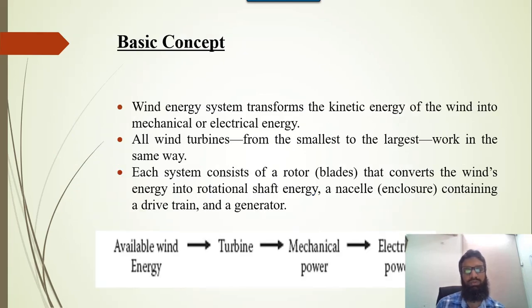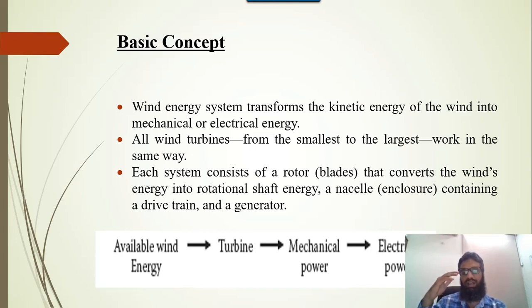The basic concept of the wind turbine is that wind energy is basically kinetic energy, and this kinetic energy is converted into mechanical energy as the wind turbine starts rotating, and that mechanical energy is converted into electrical energy. All wind turbines, from the smallest to the largest, work on the same principle. The major components of the wind turbine are the rotor blades that convert the wind energy into a rotational shaft. Then we have the nacelle.